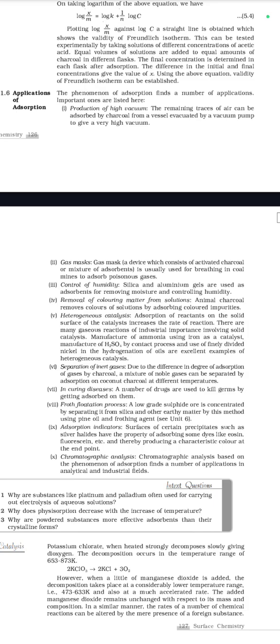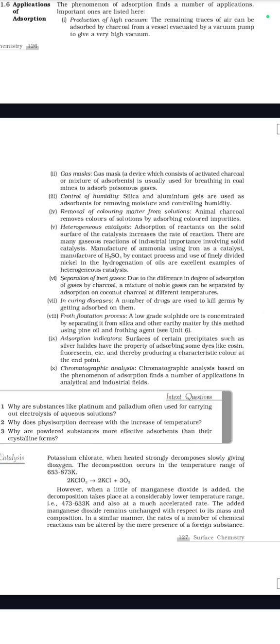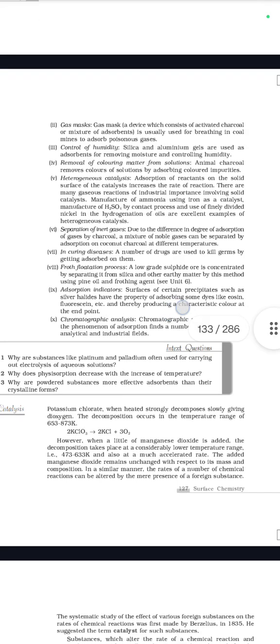The remaining traces of air can be absorbed by charcoal from a vessel evacuated by a vacuum pump to give a very high vacuum. Gas mask. A gas mask is a device which consists of activated charcoal or a mixture of absorbents. It is usually used for breathing in coal mines to absorb poisonous gas. Control of humidity. Silica and aluminum gels are used as adsorbents for removing moisture and controlling humidity.